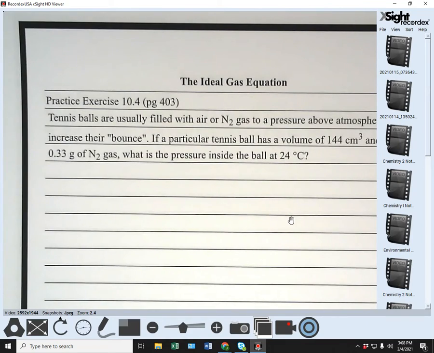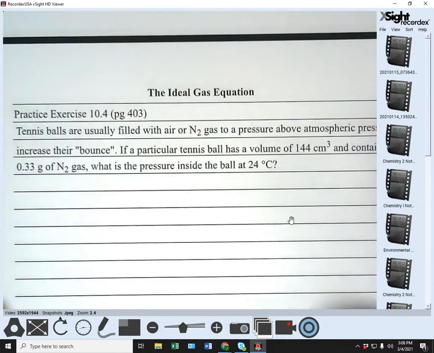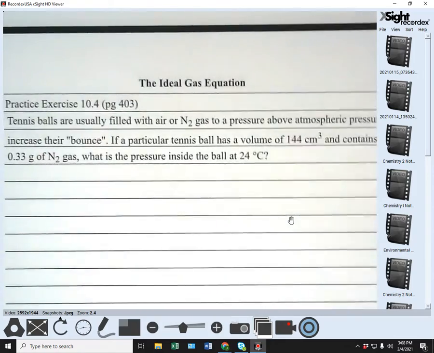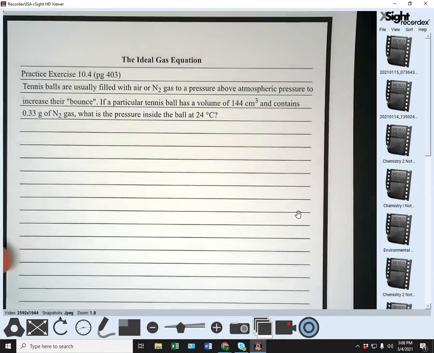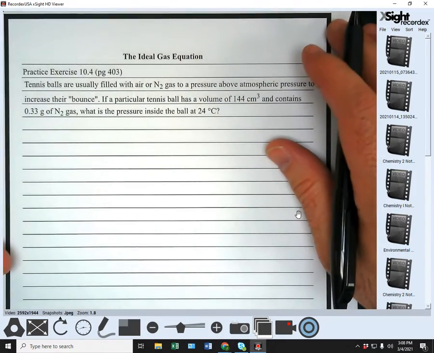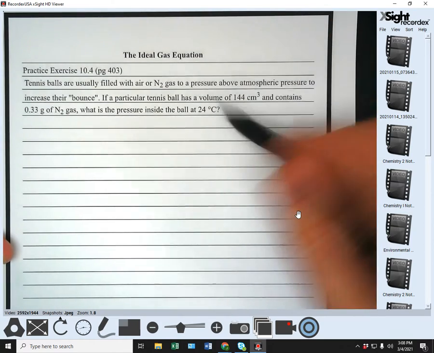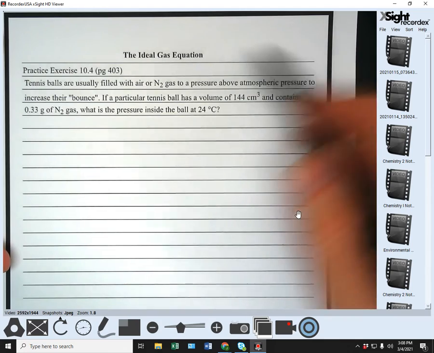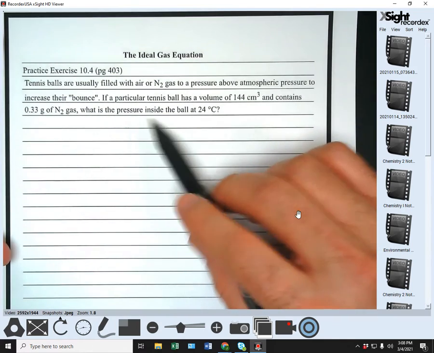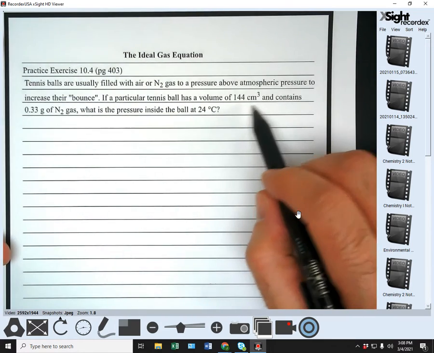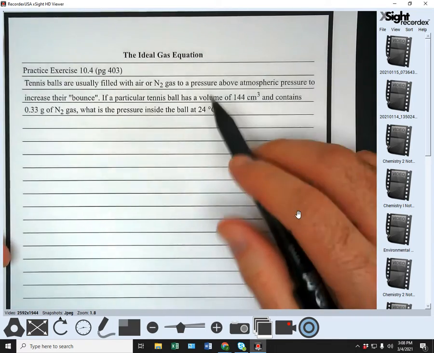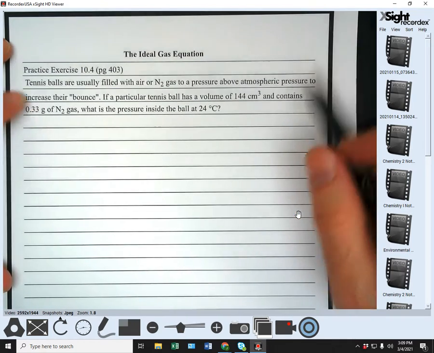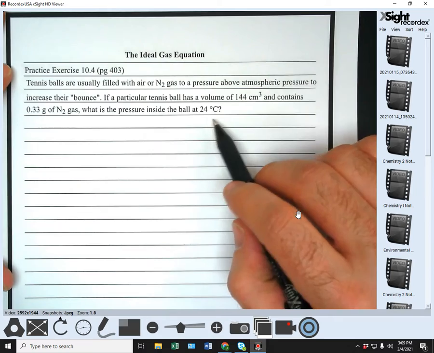All right. So this is the second exercise, the practice exercise from that page 403. It says tennis balls are usually filled with air or N2 gas to a pressure above atmospheric pressure to increase their bounce. If a particular tennis ball has a volume of 144 centimeters cubed and contains 0.33 grams of N2 gas, what is the pressure inside the ball at 24 degrees Celsius?